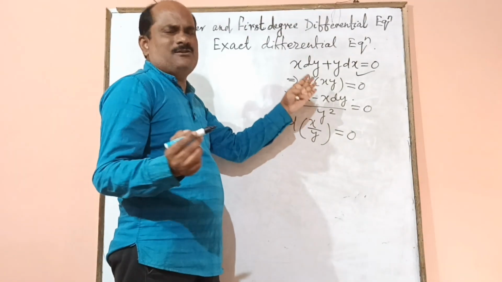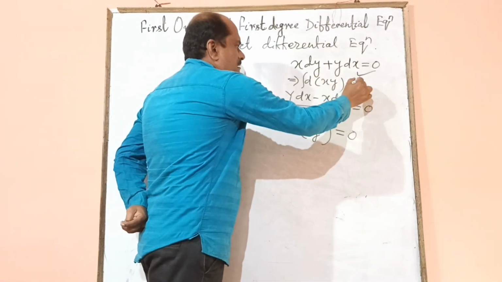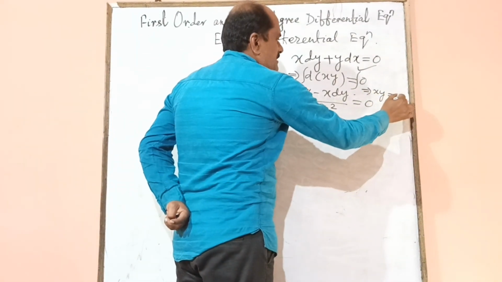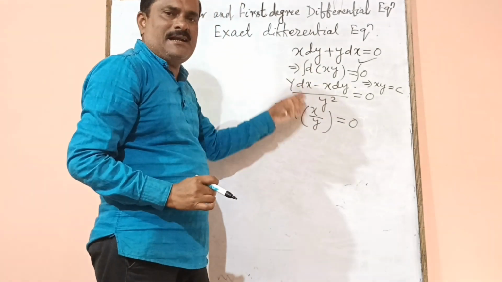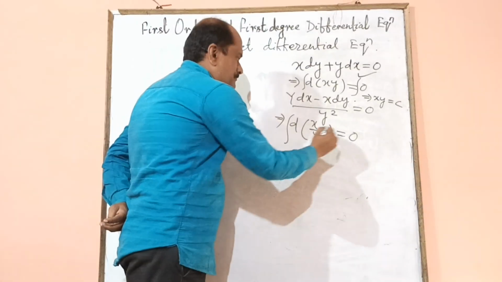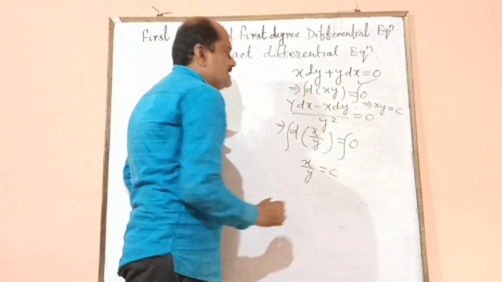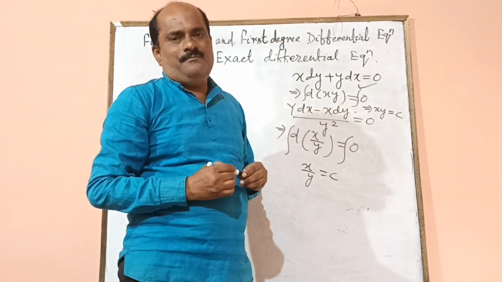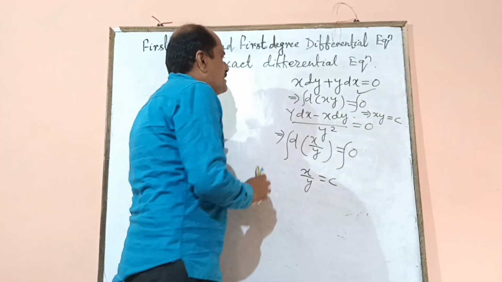How do you get the solution of the first equation? Integrating both sides, we get xy is equal to c. This is the solution of this equation. What is the solution of the second equation? Integrating both sides, we get x by y is equal to c. This is the solution of the second equation. These are simple equations.